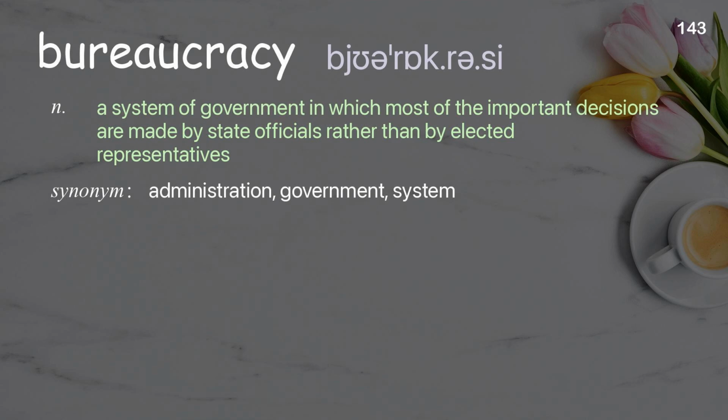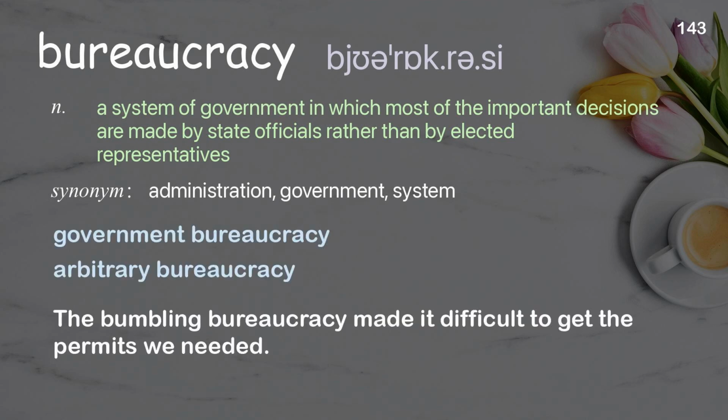Bureaucracy. A system of government in which most of the important decisions are made by state officials rather than by elected representatives. Examples: Government bureaucracy. Arbitrary bureaucracy. The bumbling bureaucracy made it difficult to get the permits we needed.